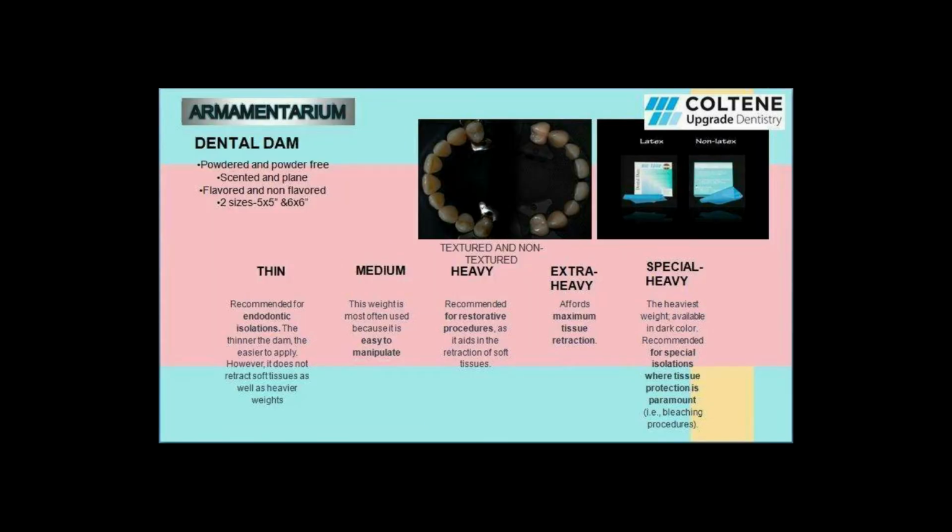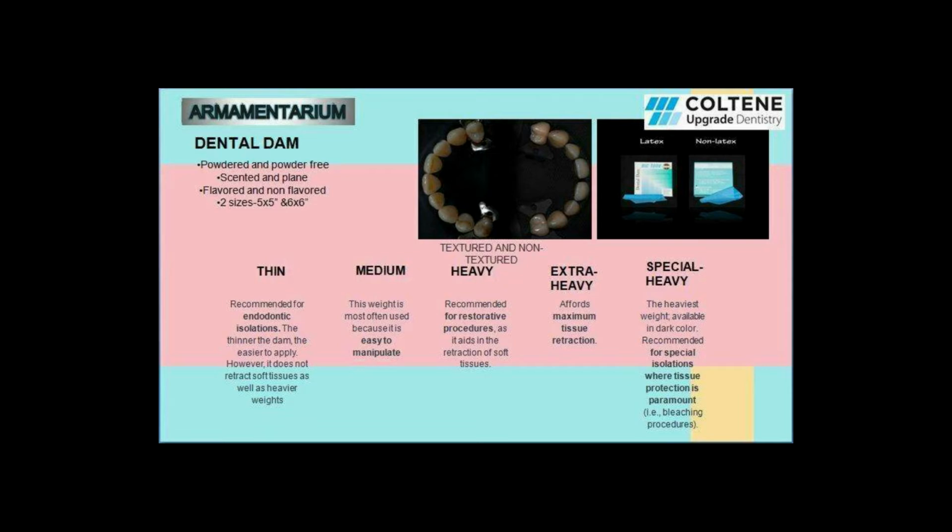Now we'll talk about the various armamentarium which are used in rubber dam application, and the first one is dental dam or the rubber dam sheets. There are many classifications of these rubber dam sheets, and we'll go through them one by one. The first one is they can be either powdered or powder free. They can be scented or plain. They can be flavored like mint or peppermint or non-flavored, and they usually come in two sizes, that is 5 by 5 inches and 6 by 6 inches.